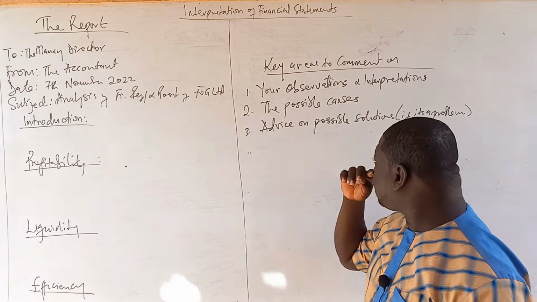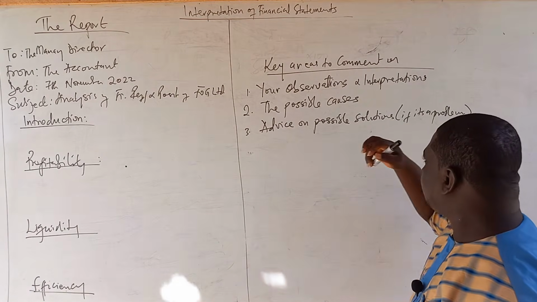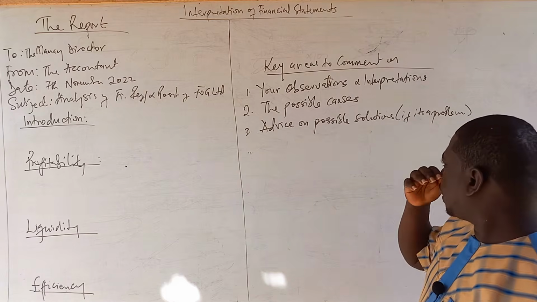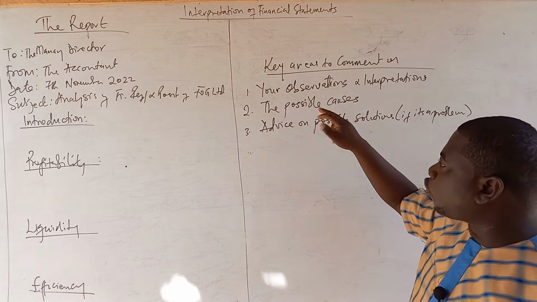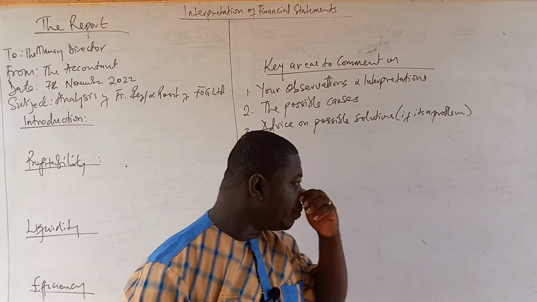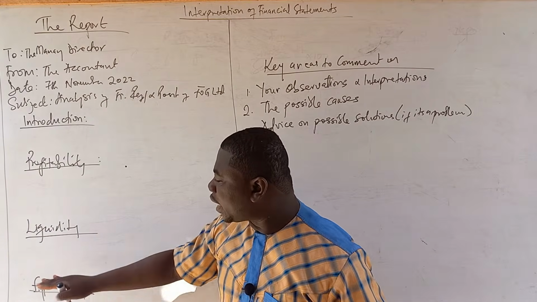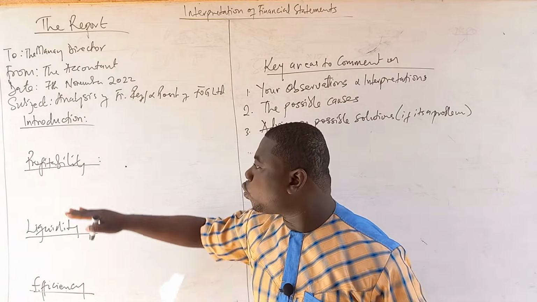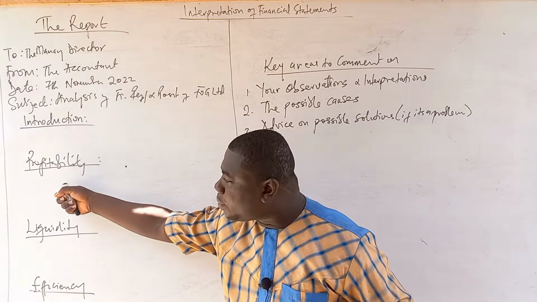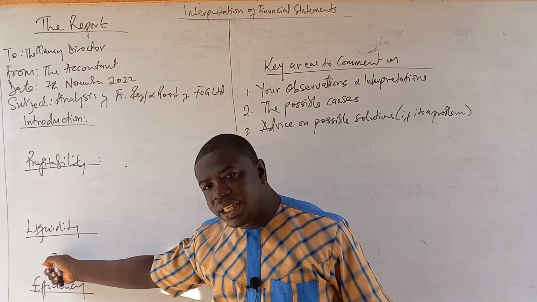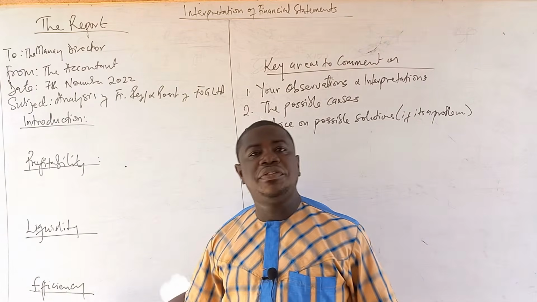So please make your report a holistic and a rich one. So you give advice on possible solutions for the causes, if the causes are problems. So under each heading, you give an advice on the problems. So under profitability, when you are talking about it, give advice. Under liquidity, give advice. Under efficiency, give advice.